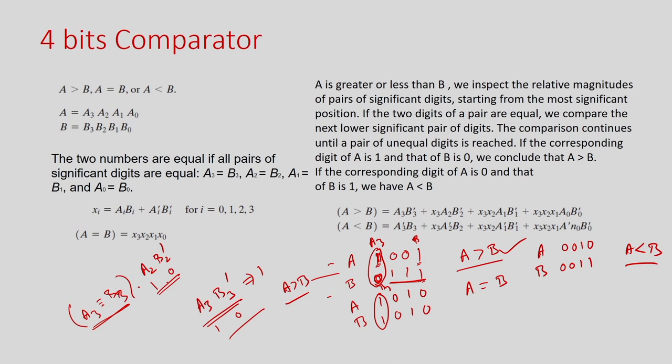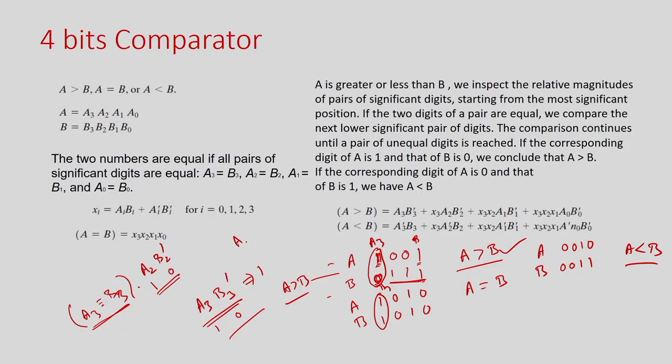Then I should check, that means my A3 B3 are the same, A2 B2 are the same. Now I should check A1 and B1. Again I should check A1 B1 bar, right? So if I check this point, and if they are not same, if A1 is 1 and B1 is 0, then I will again say A is greater than B, right? So this way I can just check from MSB to LSB, and if I found that each bit is equal, then I will say this is equal, right?